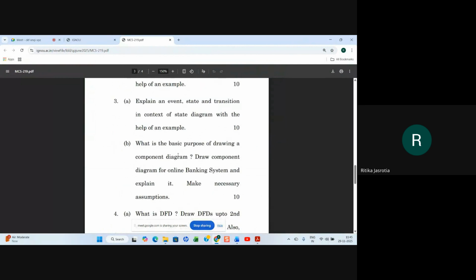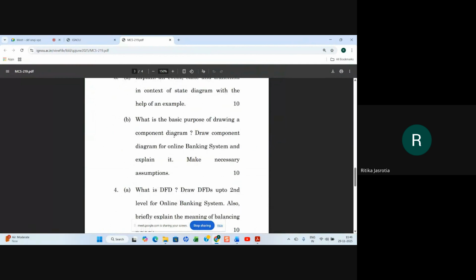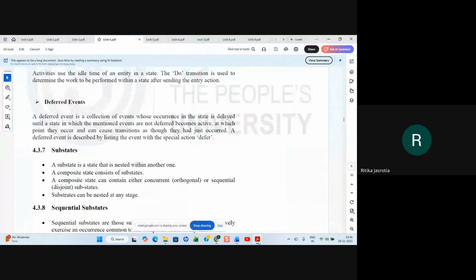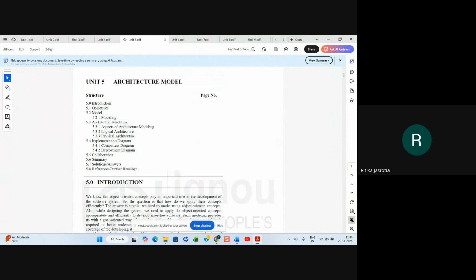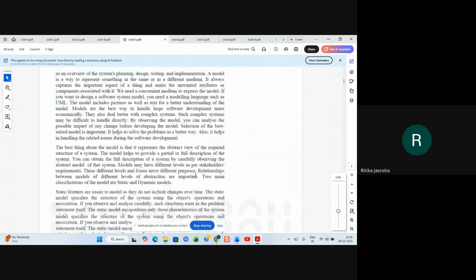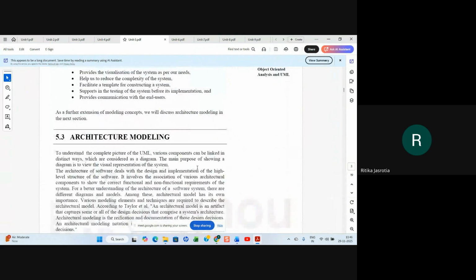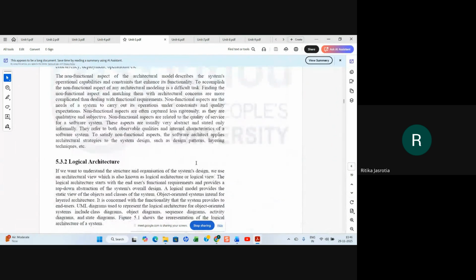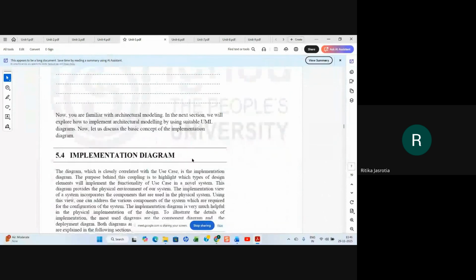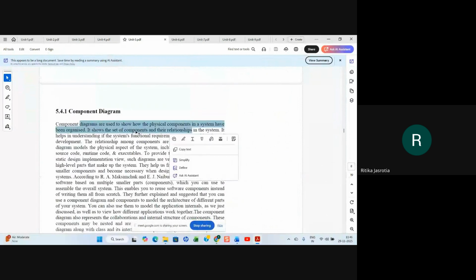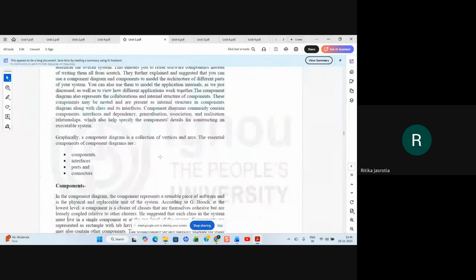What is the basic purpose of drawing a component diagram? Draw a component diagram for online banking system and explain it and make necessary assumptions. So in practical also, we had gone for the component diagram, right? So you can go for that. In a component diagram, that is your architectural modeling diagrams also, component and deployment diagram. So we are talking about that. Everything is given about the component diagram here.